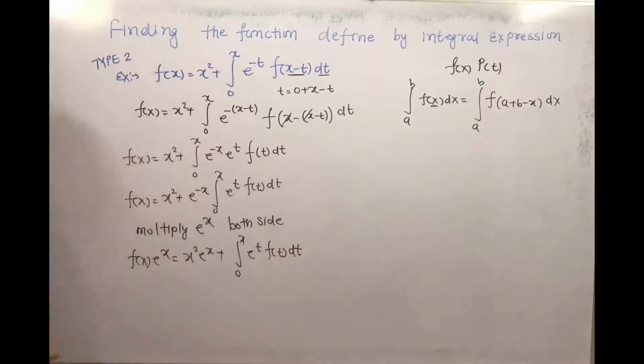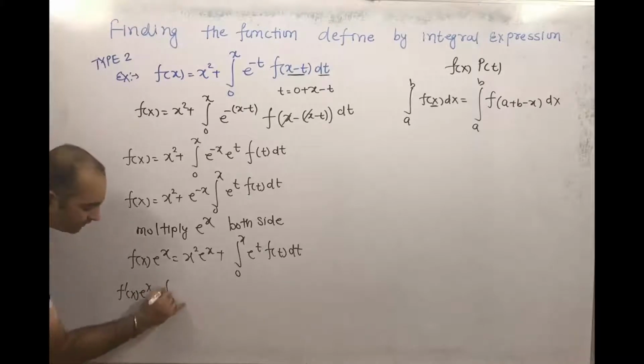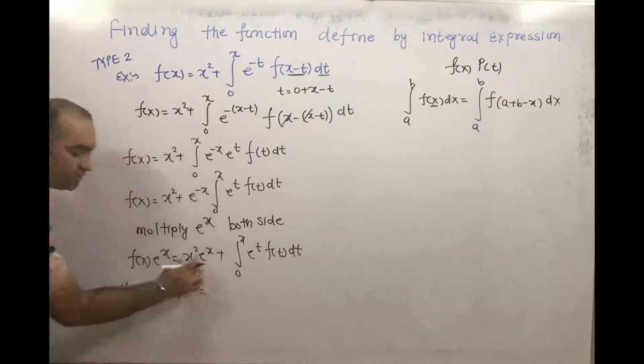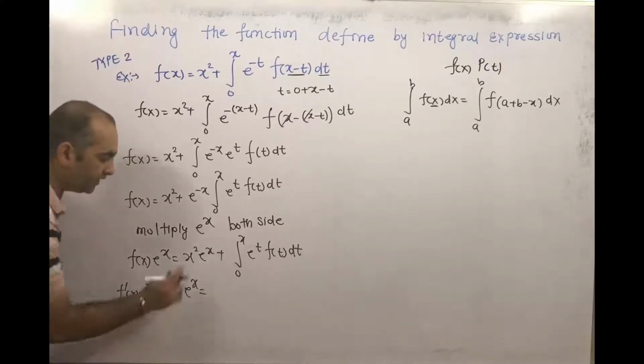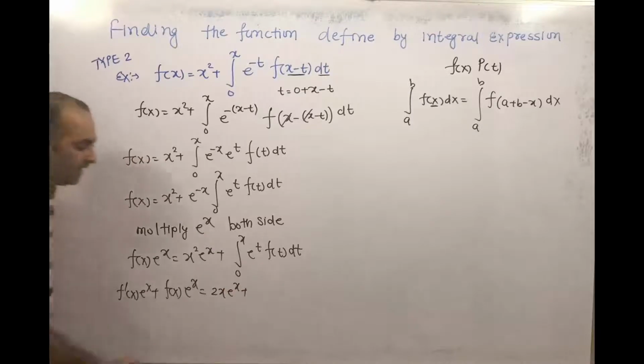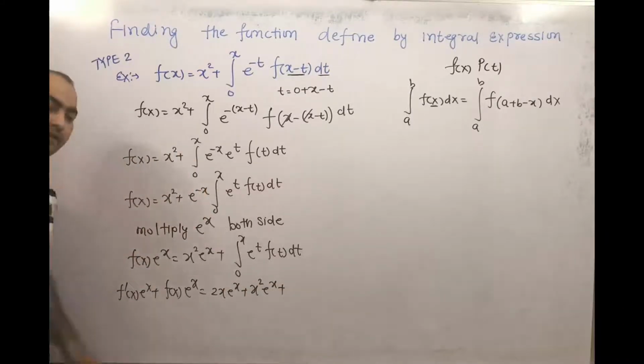This will come. Now we will differentiate this one. So f of x into e power x differentiate. Here we have to use u into v. So f dash x e power x as it is, plus f of x e power x differentiating e power x. Then x square into e power x; here also we use u into v. x square differentiate gives 2x, e power x as it is, plus x square as it is, e power x differentiating e power x, plus here we have to use the Leibniz formula.